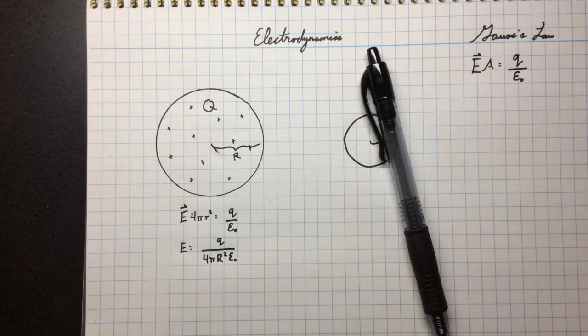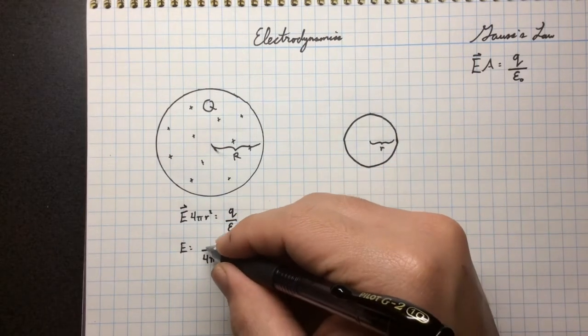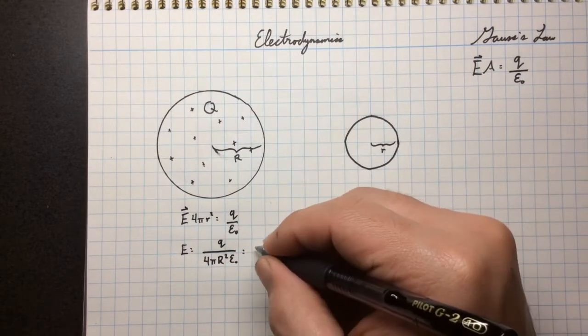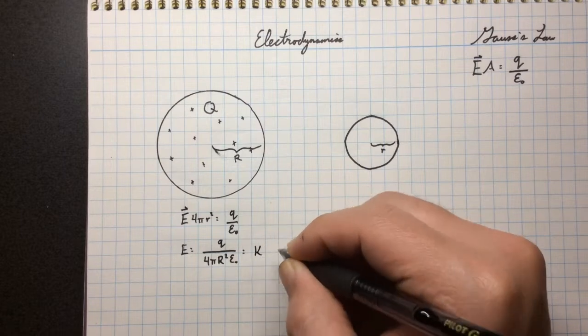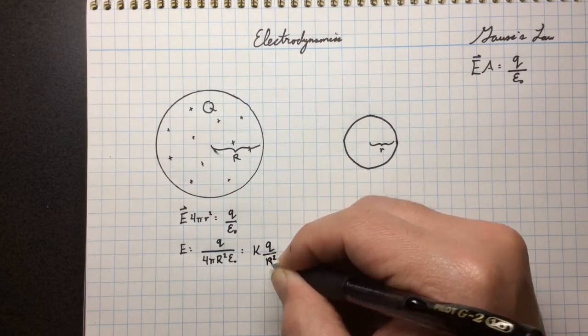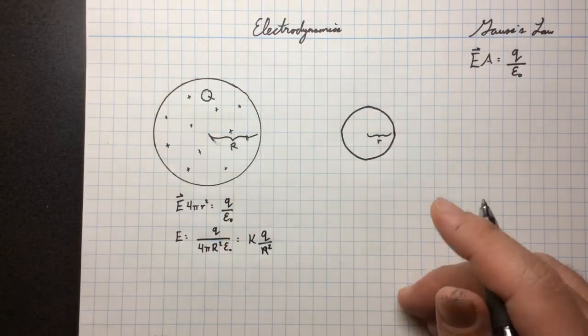And k is 9 times 10 to the 9th. So easy enough, we're just going to replace 4 pi epsilon naught, these constants, and 1 over, with the value of k. So k q over r squared, and we're going to use big R for right now. That would be the strength of the electric field on the surface here.